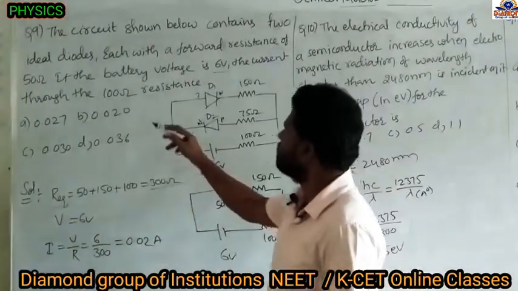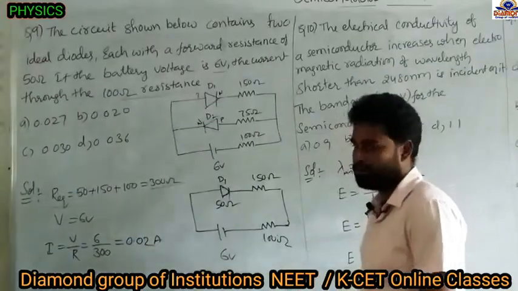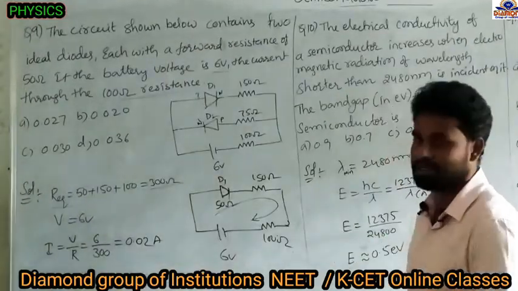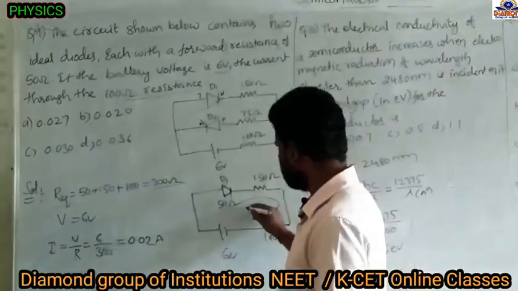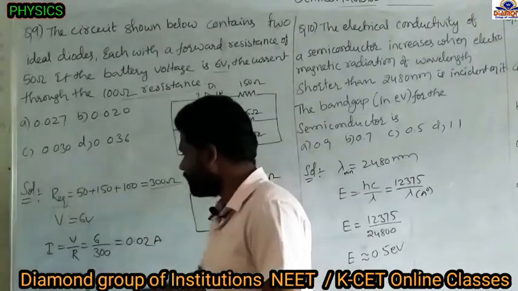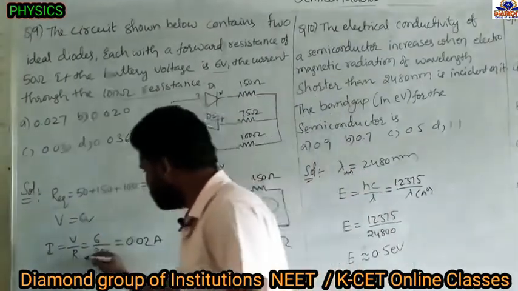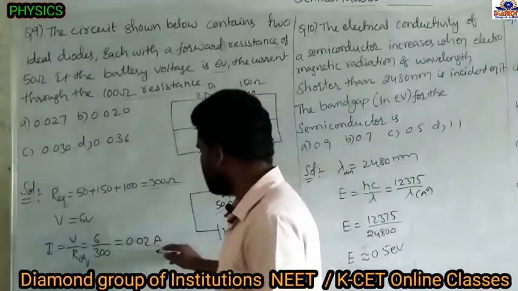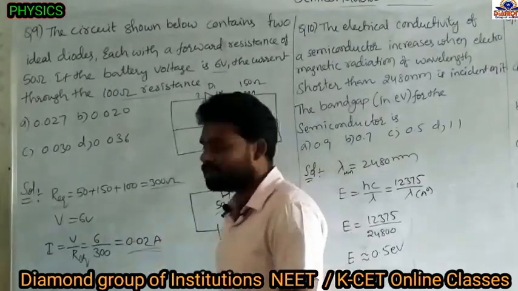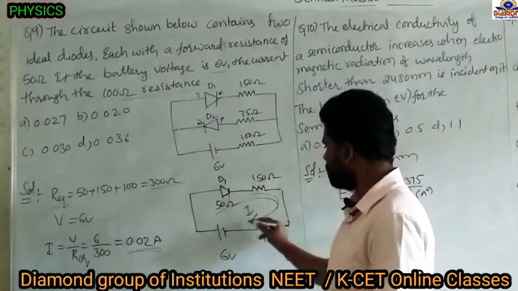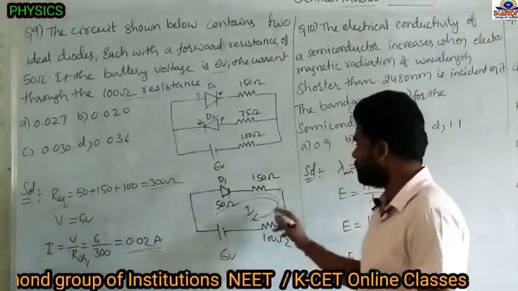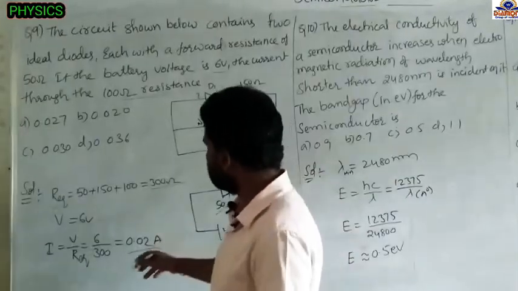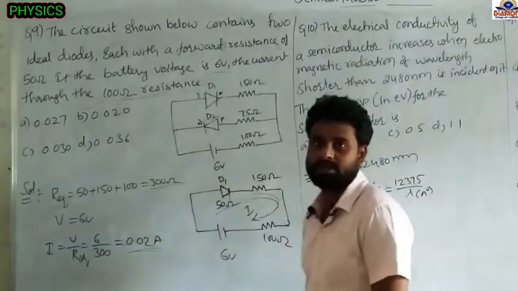Now they are asking the current through the 100 ohm resistor. All these are connected in series, so the current flowing through all the components is the same. The current flowing through the circuit is I equal to V by R equivalent. V is 6 volt, R equivalent is 300 ohm, then we will get 0.02 amperes. So the same current is flowing through the 100 ohm resistor also, 0.02 amperes. So B option is the right answer.